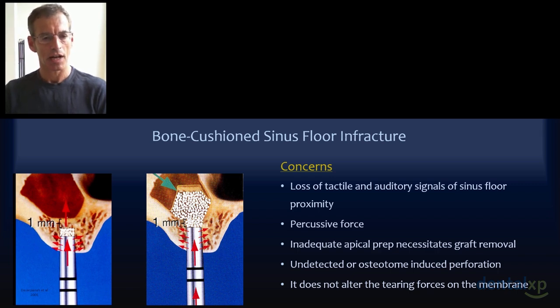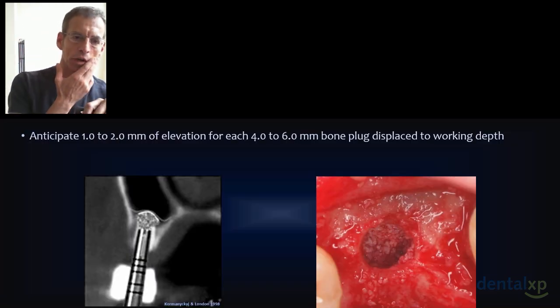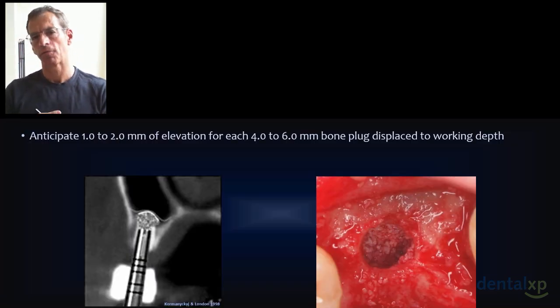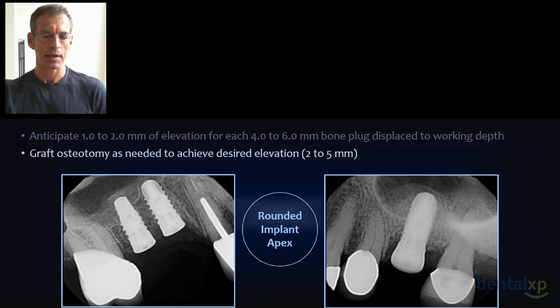And the placement of this column of graft material will not alter the tearing forces on your membrane. I anticipate 1 to 2 millimeters of elevation for each 4 to 6 millimeter bone plug displaced to working depth. I graft the osteotomy as needed to achieve the desired elevation of 2 to 5 millimeters. I prefer to use a rounded implant apex as I believe it is kinder to the sinus membrane.